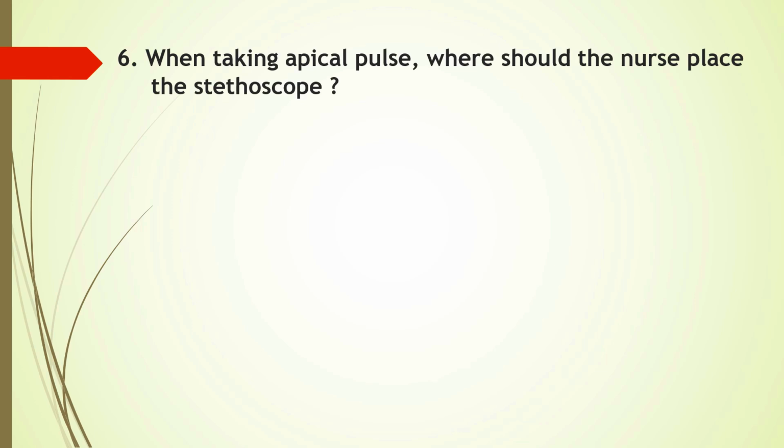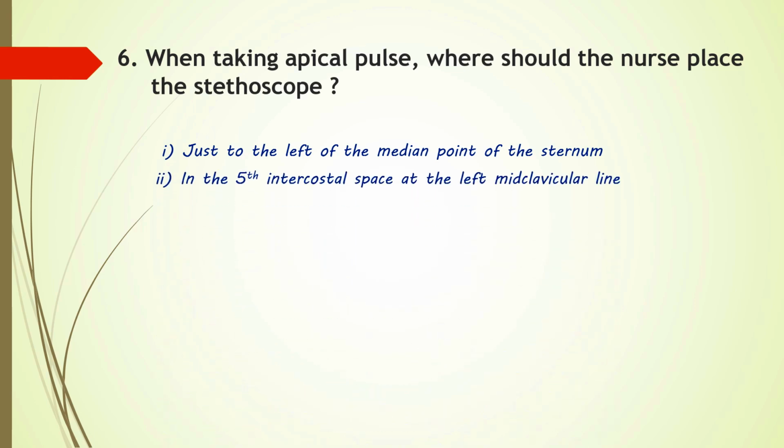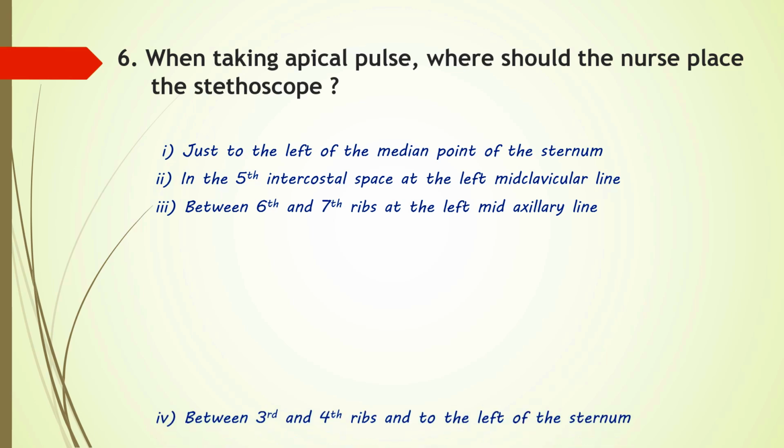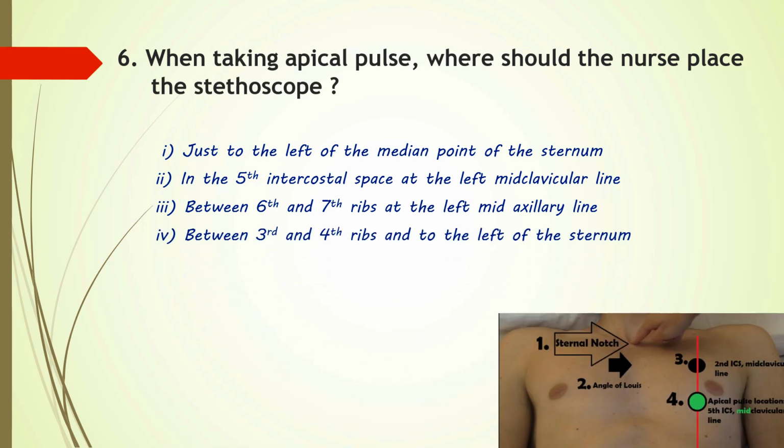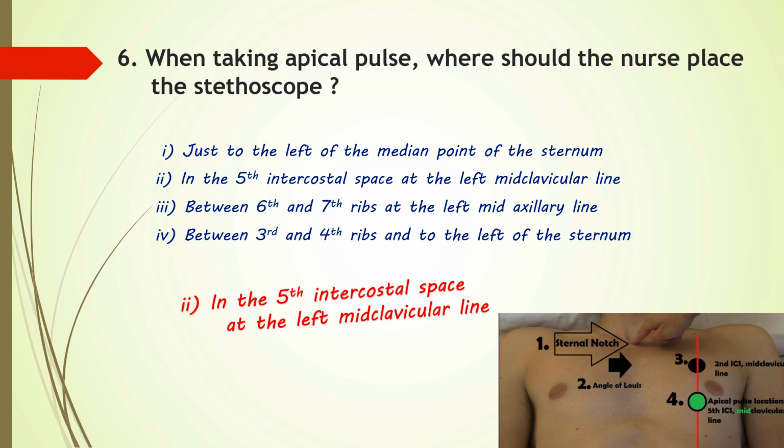Question number 6. When taking apical pulse, where should the nurse place the stethoscope? Options are just to the left of the median point of the sternum. Option 2 in the 5th intercostal space at the left mid-clavicular line. Option 3 between 6th and 7th rib at the left mid-axillary line. Or option 4 between 3rd and 4th ribs and to the left of the sternum. While taking apical pulse, a nurse should place the stethoscope in the 5th intercostal space at the left mid-clavicular line. So here option 2 is the correct answer.